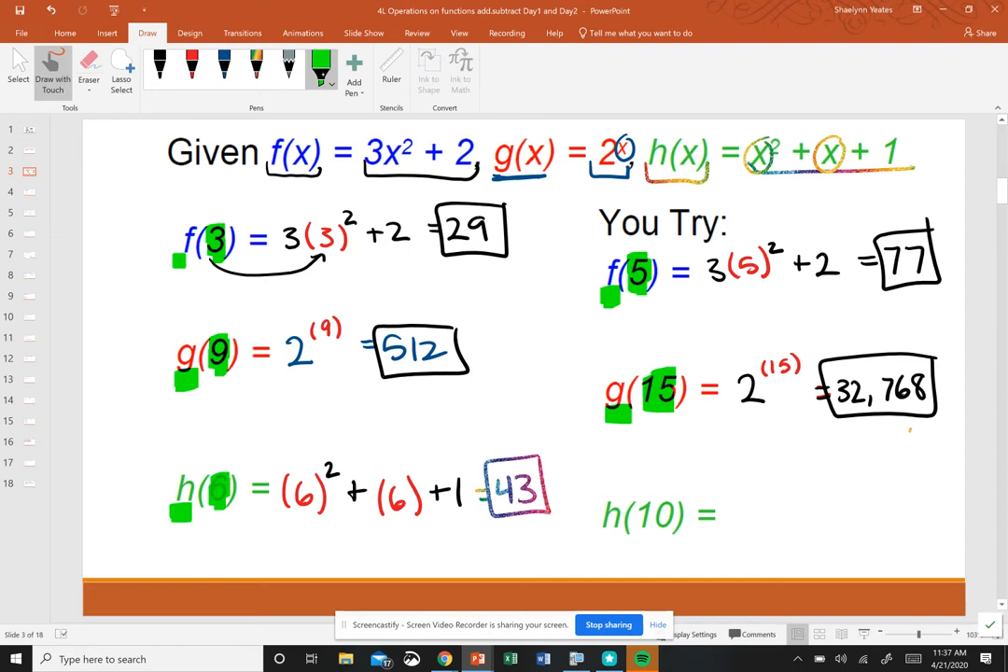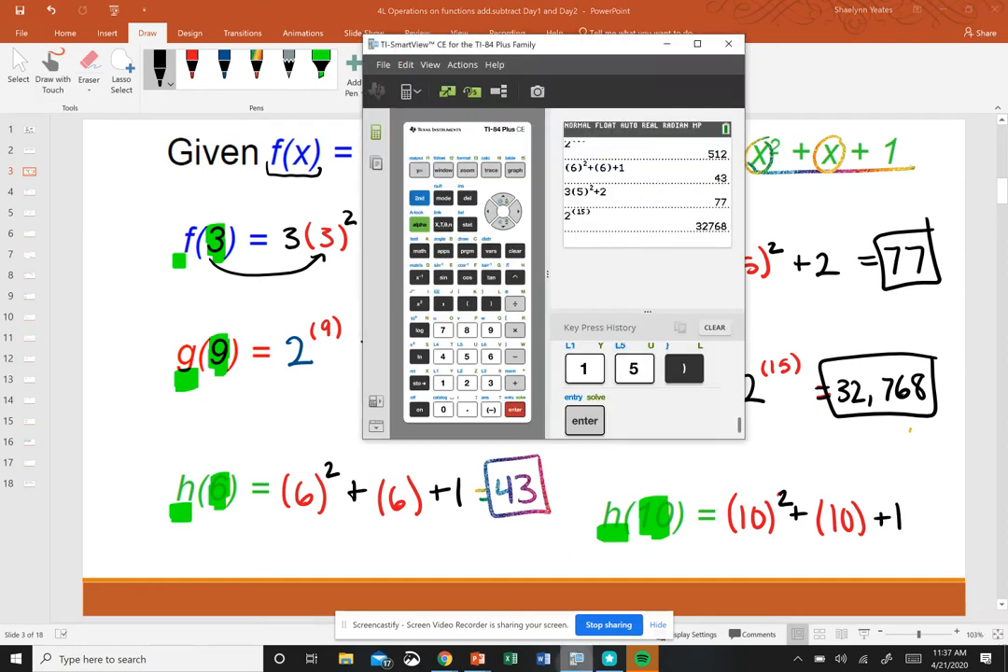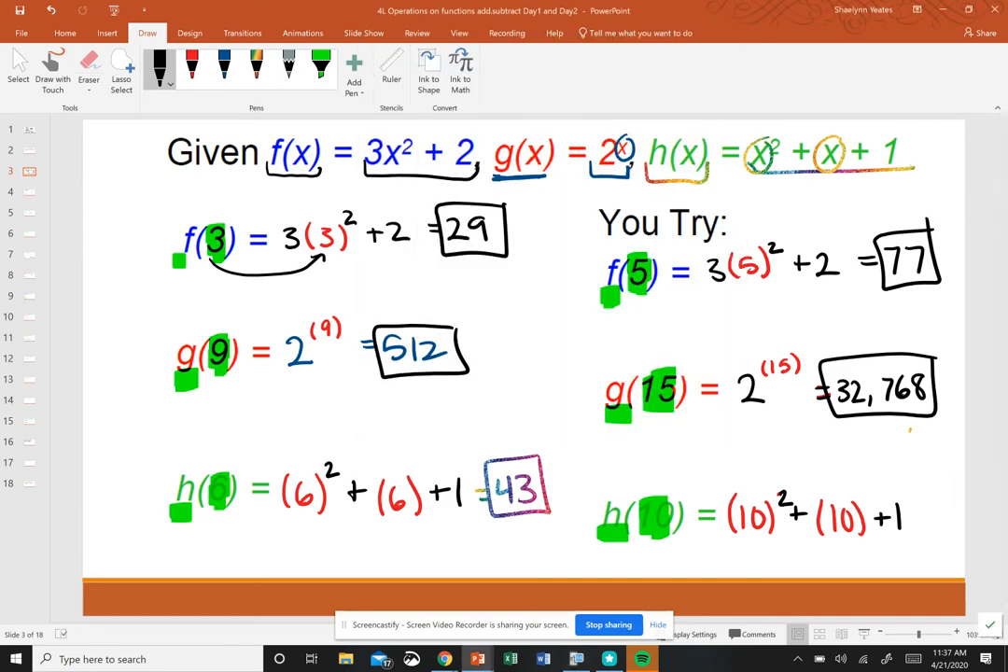Okay, so on this last one, we're going to take our h function. We're going to plug in 10. So this is going to be, so we'll have parentheses 10 squared plus 10 plus 1. So I got my handy dandy calculator. 10 squared plus 10 plus 1, and I get 111.